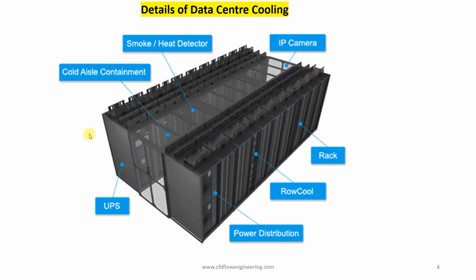This is a single rack of data center. Each rack of data center consists of a door. Both doors are closed. At the top of the rack, a smoke or heat detector is placed for extreme conditions. There can be power distribution, row cooling, and an IP camera is also there to monitor the rack for safety purpose.